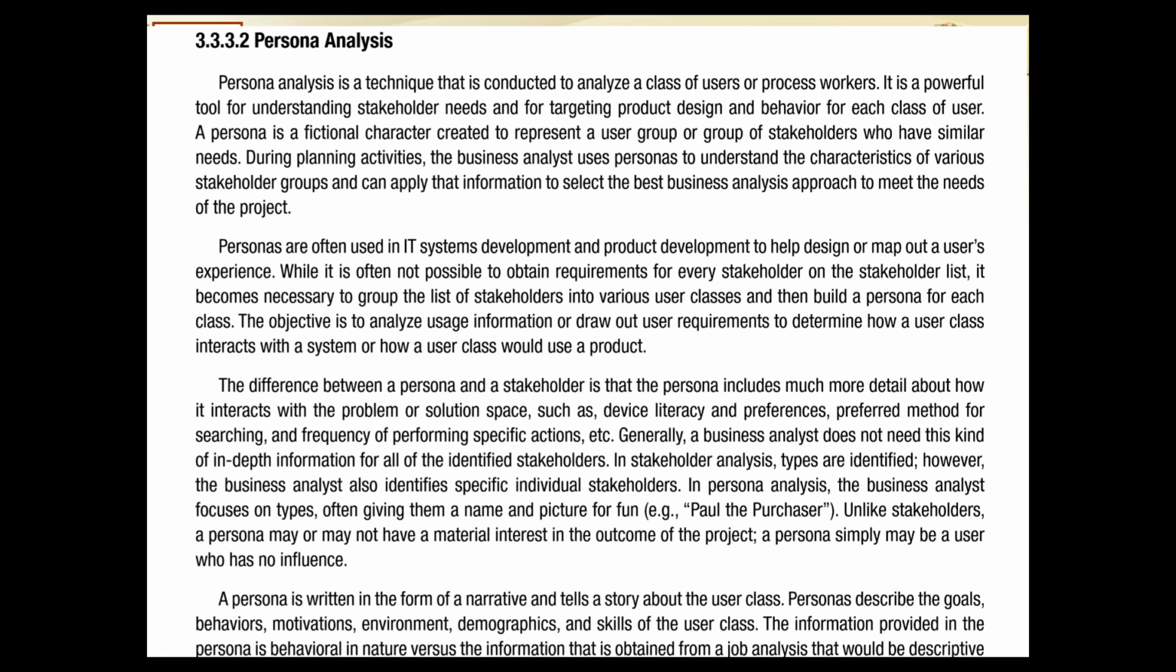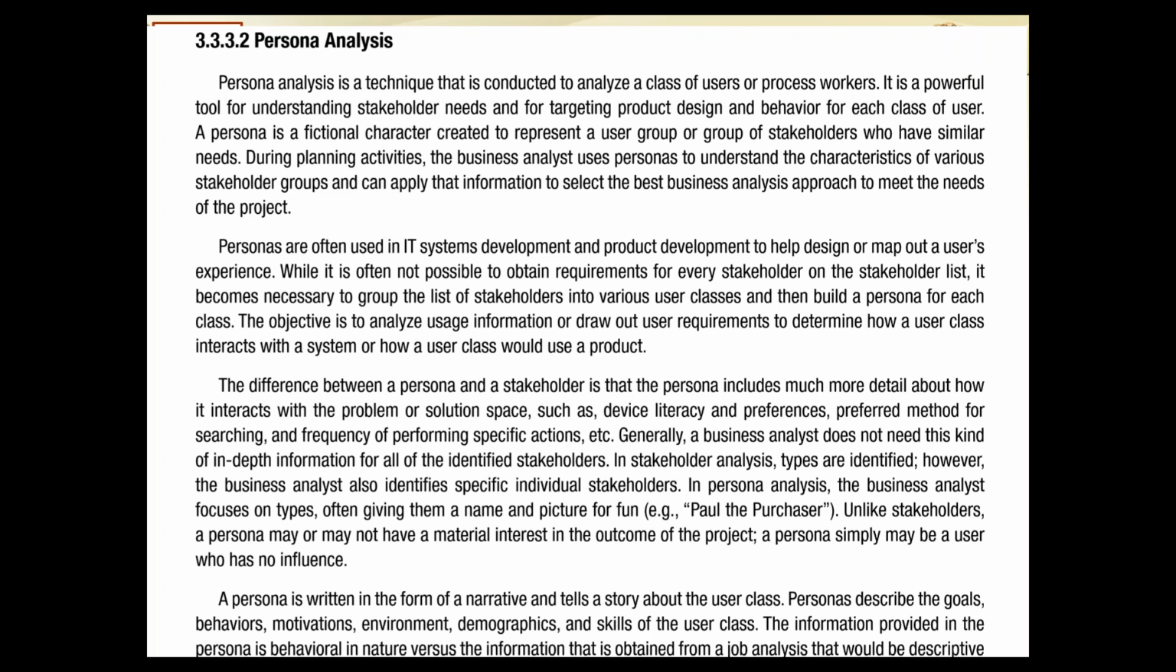In persona analysis, the business analyst focuses on types, often giving them a name and a picture for fun, like Paul the purchaser. Unlike stakeholders, a persona may or may not have a material interest in the outcome of the project. A persona simply may be a user who has no influence. A persona is written in the form of a narrative and tells a story about the user class. Personas describe the goals, behavior, motivations, environment, demographics, and skills of the user class. The information provided in the persona is behavioral in nature, versus the information obtained from a job analysis that would be descriptive in nature. A persona is usually 1 to 2 pages in length.